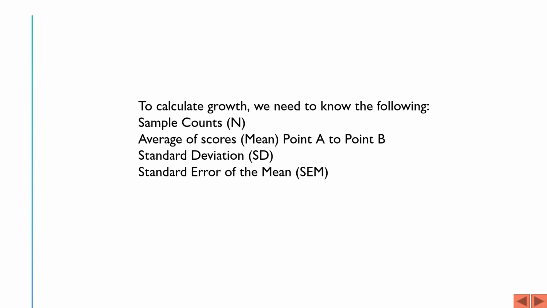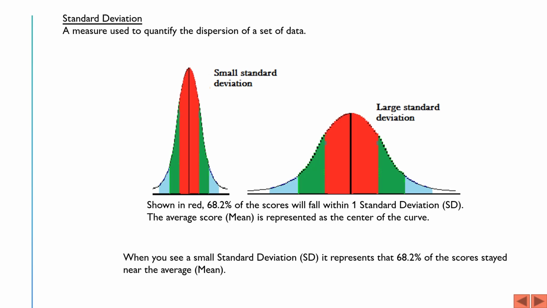To get the standard error, we need to know a few pieces of data in our calculations. We have to know how many samples we have, whether it's test samples in this case. We have to know the growth. In order to get the growth, we have to have a point A to a point B calculation, the average, the mean. We have to have a standard deviation, which we'll talk about in the next slide, and then we'll calculate the standard error. But we can't calculate the standard error until we have a few of those other pieces of data.